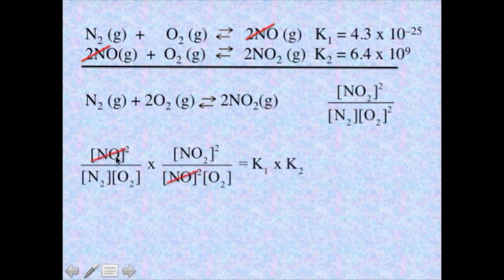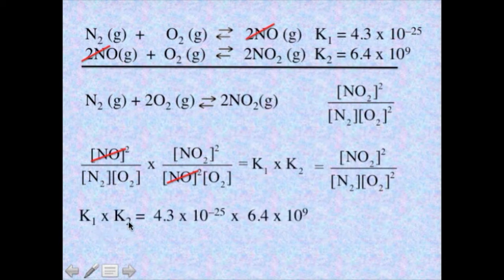And if we multiply them, notice how the nitric oxide cancels out. So when we multiply these together, the net effect would be multiplying the equilibrium constants for each one of these together. And when we do that, we get the mass action equation for the overall reaction. So it'll be K1 times K2 equals 4.3 times 10 to the minus 25 times 6.4 times 10 to the minus 9, which is 2.8 times 10 to the minus 19.